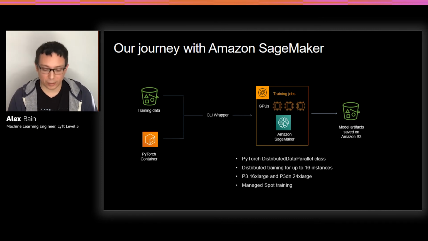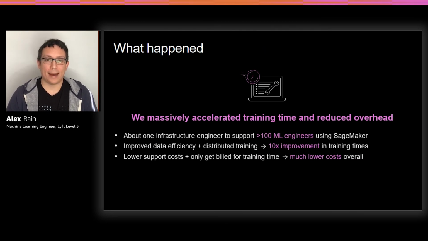I have a couple more notes on the slide about the instance types and managed spot training that we're also using, and I'll come back to that in a little bit. But this is the actual impact of what happened when we started using SageMaker. So at the beginning of this year, we decided to go all in on SageMaker and PyTorch together with distributed training and start doing this for all of our machine learning models.